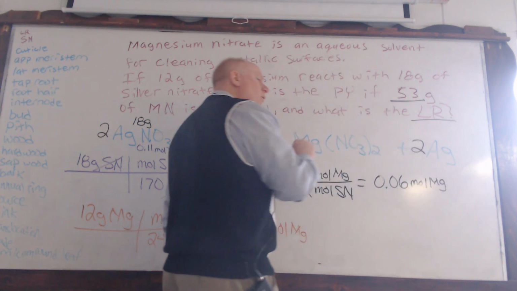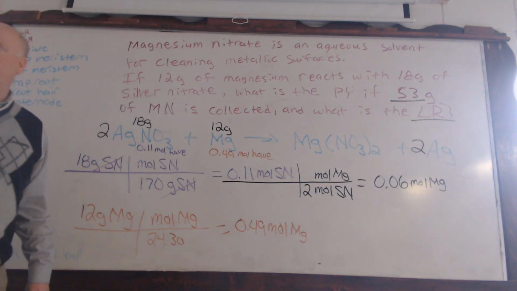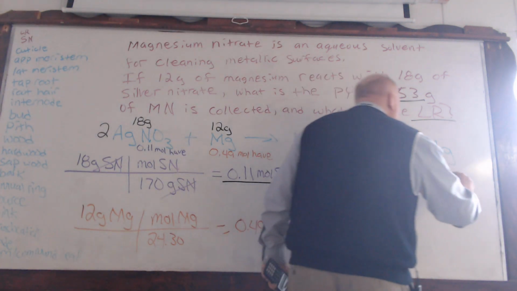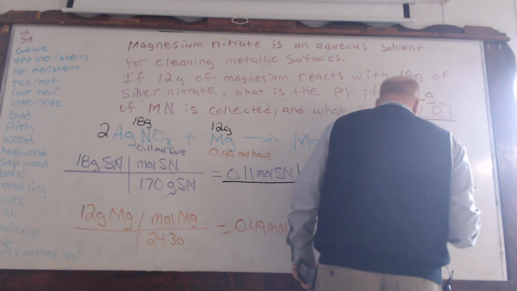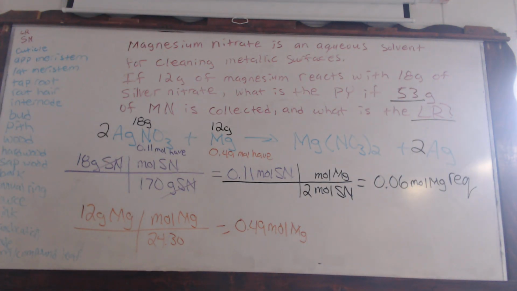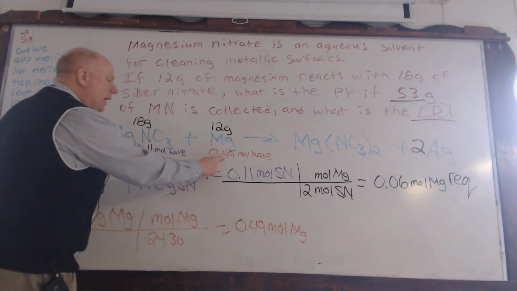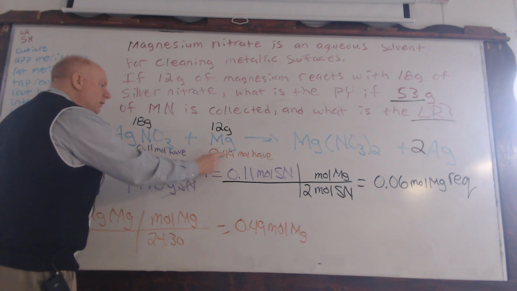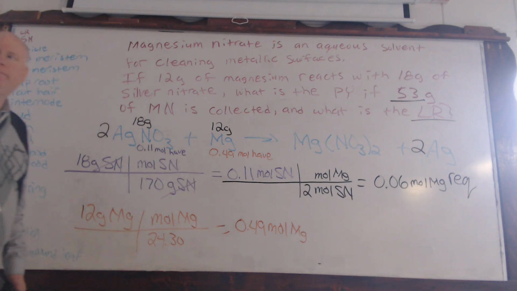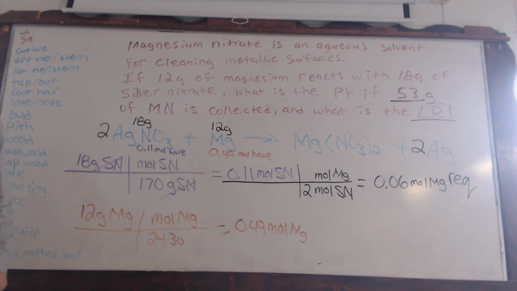Now, what we want to write something very specific with this. Required. That's how much is required. Okay? So now it takes 6 cents. How much did we actually have? We had almost 50 cents. So do we have enough magnesium? Yes, we do.